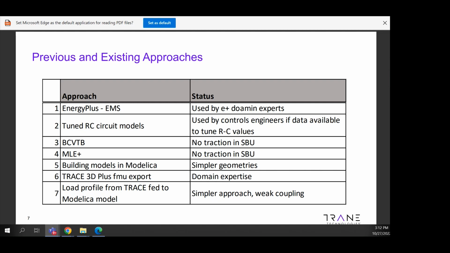Whenever building geometries are similar, we develop these models in Modelica. Traceability plus the familiar code, yeah, that's another option that we sometimes take. And the last one is relatively simple, and it works in most of the cases: to create a load profile in a traceability class, and then feed that into the model.